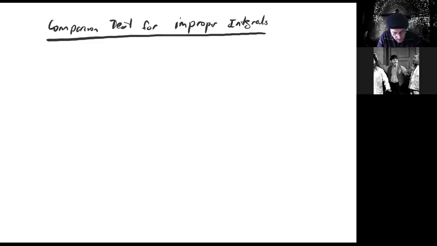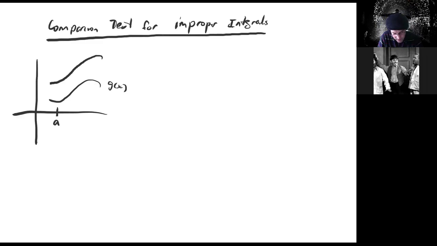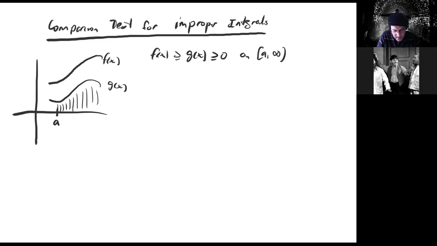It goes like this. Suppose you have two functions, say g of x, defined from a to infinity, and f of x defined from a to infinity. So there are two functions. And suppose f of x is bigger than or equal to g of x, which is bigger than or equal to 0 on the interval from a to infinity. So then it stands to reason that the area under f of x should be larger than the area of g of x. So if the improper integral for f of x exists, the improper integral for g of x exists. And that's the statement of the test.